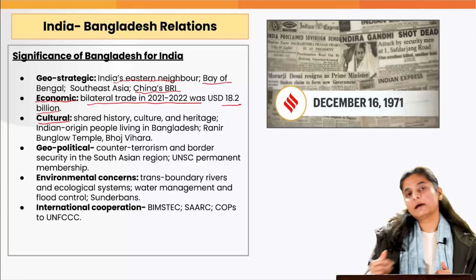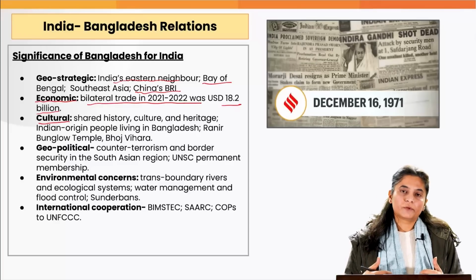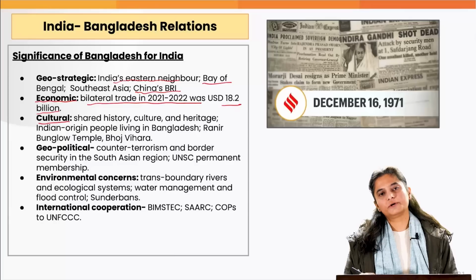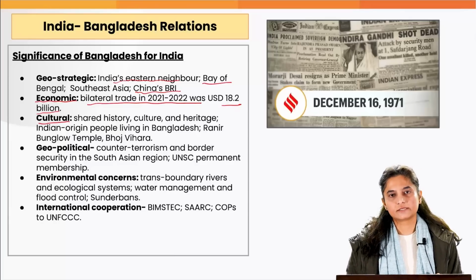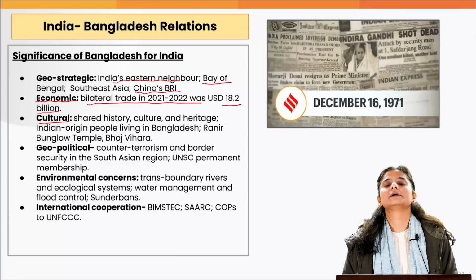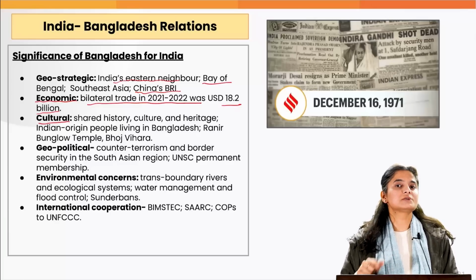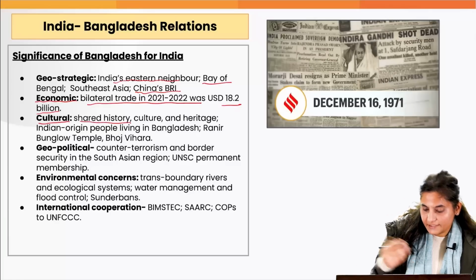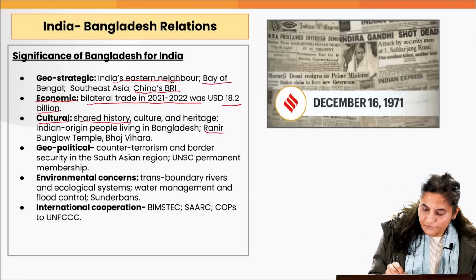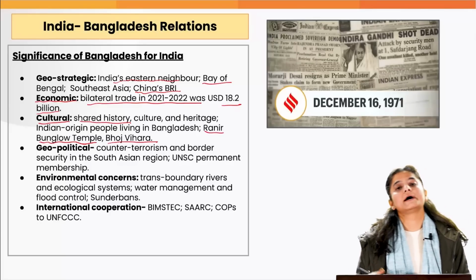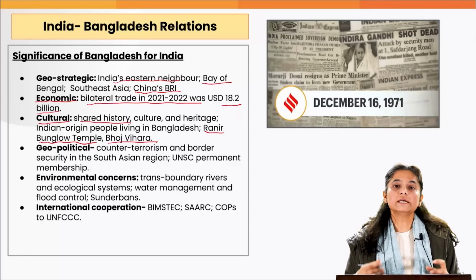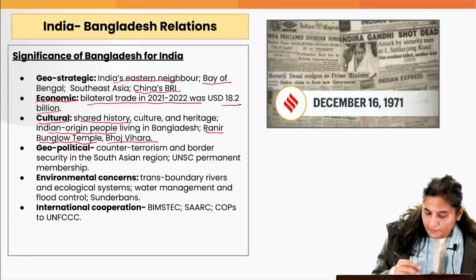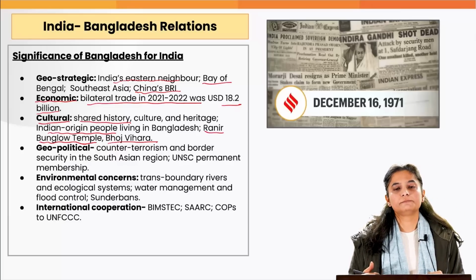Apart from it, India and Bangladesh also share cultural, traditional and historical relationships. Right from independence in 1947, both countries have shared these kinds of traditions. Then the Liberation War that took place in 1971, which is also celebrated as Vijay Diwas in India. So it shares history, culture and heritage. Then we have the Ramna Kali Temple and Bhojo Vihara in Bangladesh, which cater to the Indian-origin population or Hindus in Bangladesh. There is a huge population of Indian-origin people living in Bangladesh.